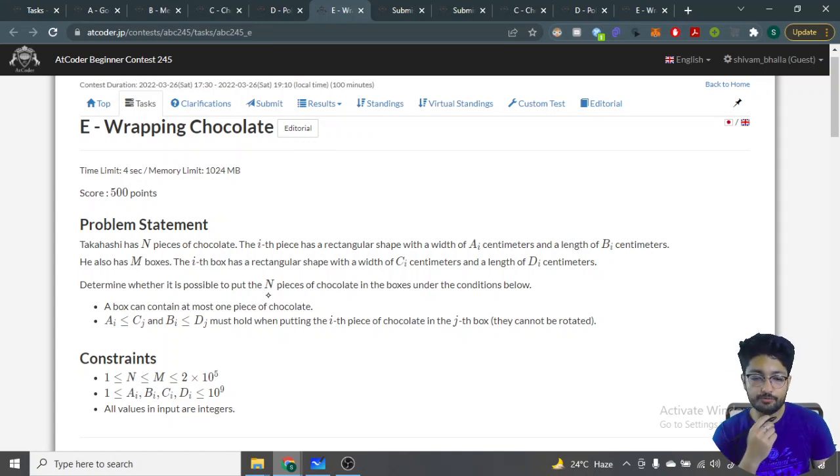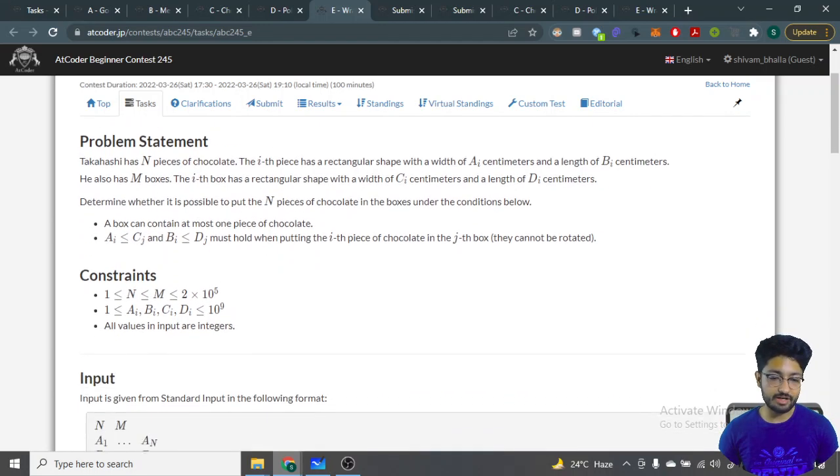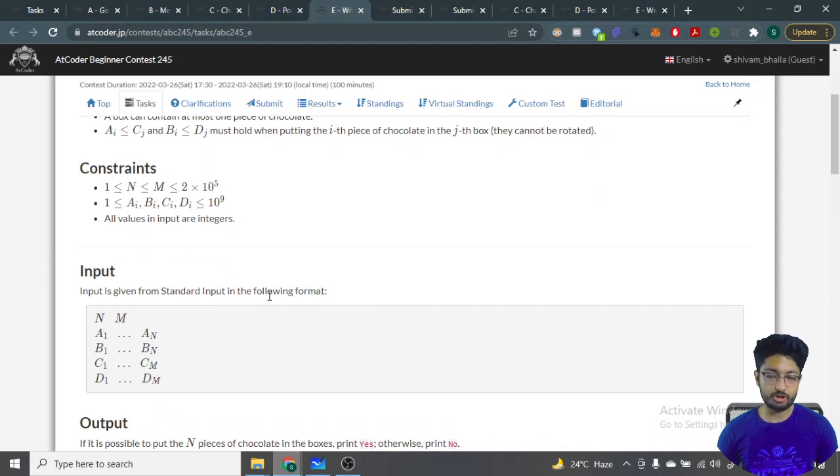Now you have to somehow place these n chocolates in these m boxes. Can you place these n chocolates in these m boxes? Obviously m will be greater than or equal to n, because there are at least n chocolates, but can you somehow fit these chocolates into these boxes?